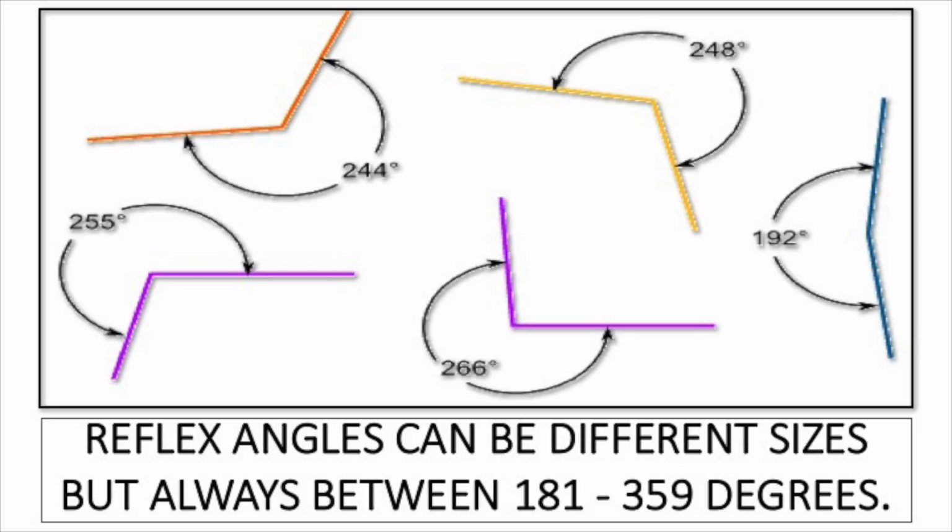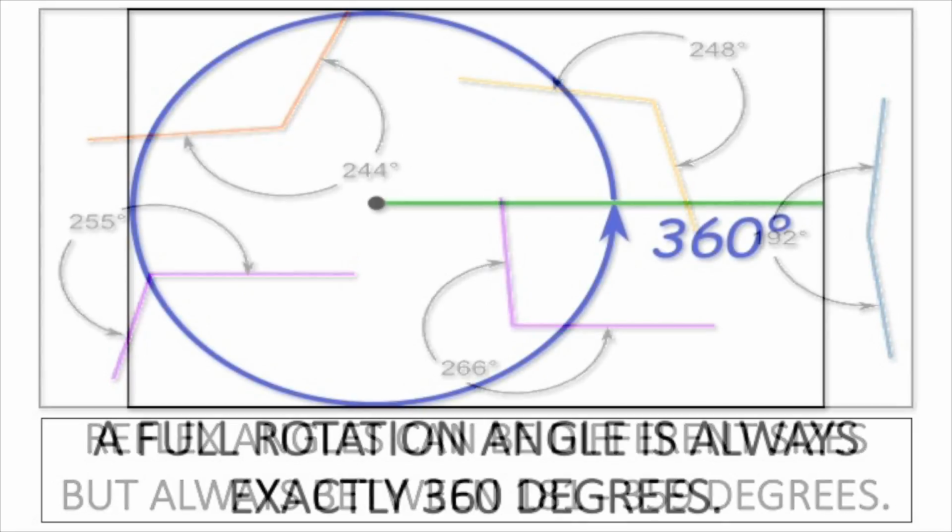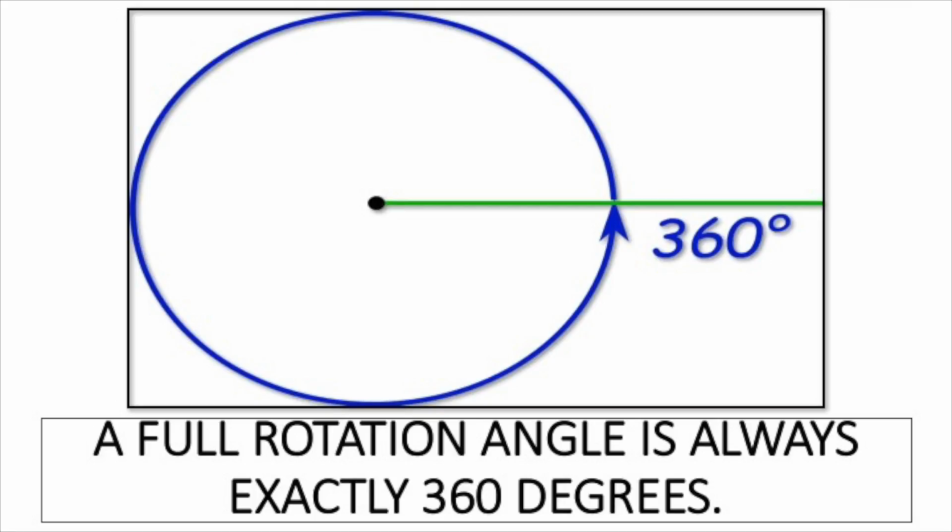And then our final type of angle, a full rotation angle, is always exactly 360 degrees. Yes. Now what shape can you see there? Circle. A full rotation angle is always a complete circle.